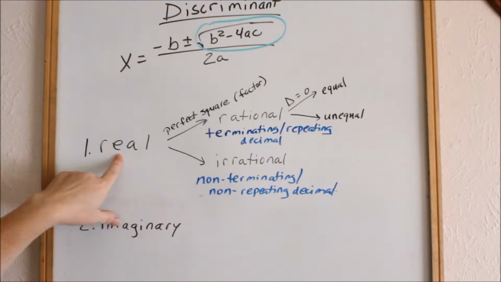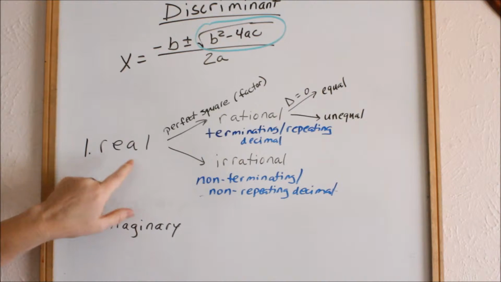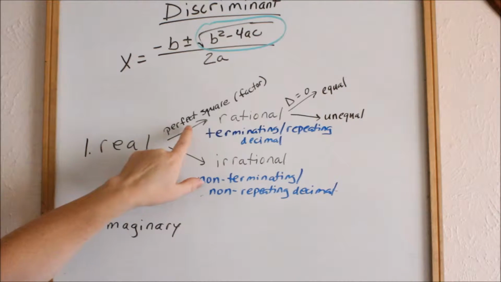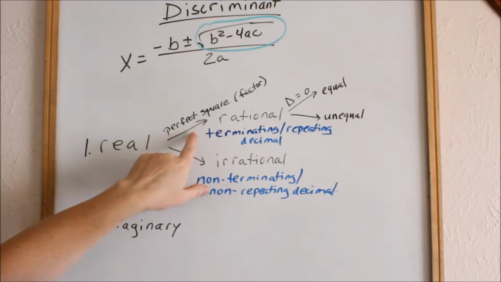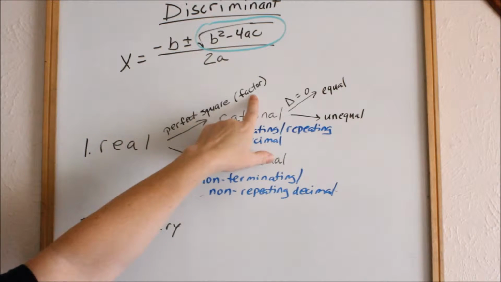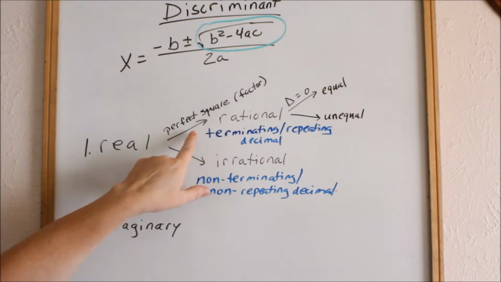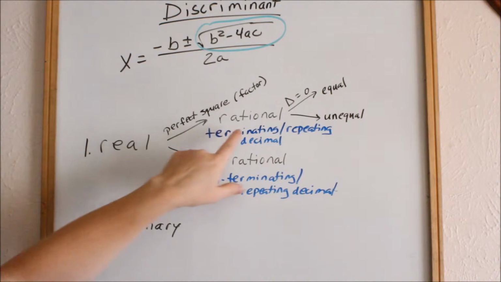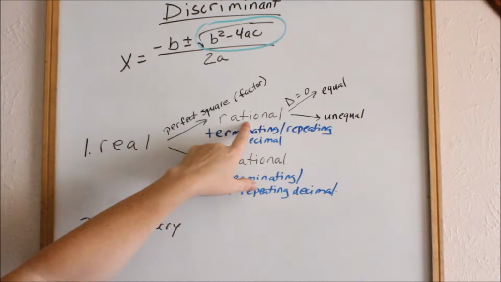But if we have a real number or real solutions, we can break it down even into more categories from there. If your discriminant is a perfect square, right here, that is a good tip that you can factor that equation and you can solve it from there. If you have a perfect square, then your solutions, they are real numbers, but they are also rational numbers.